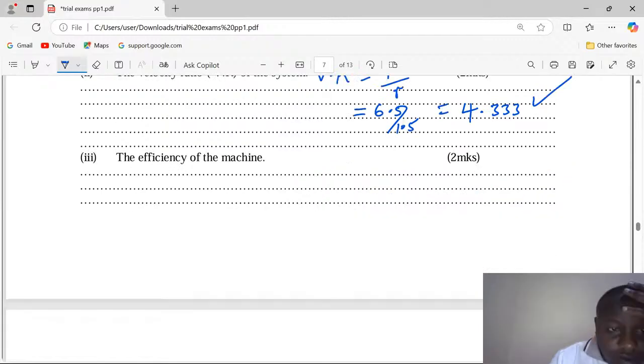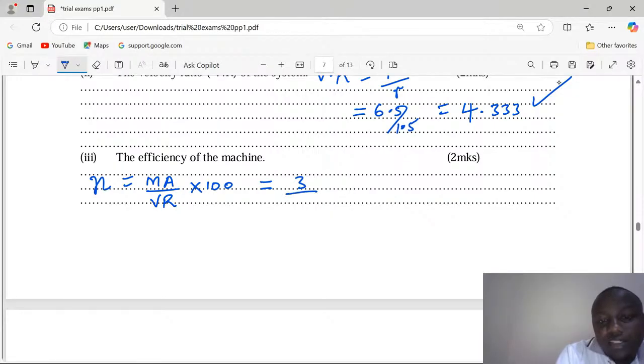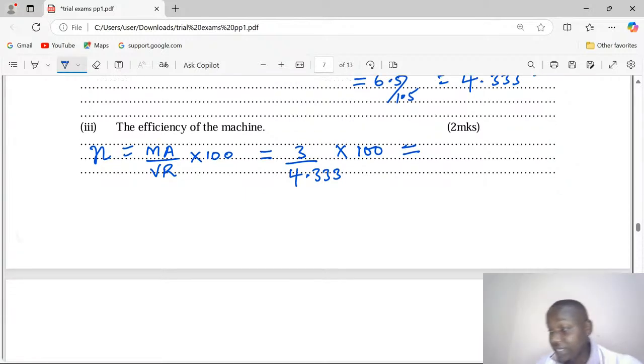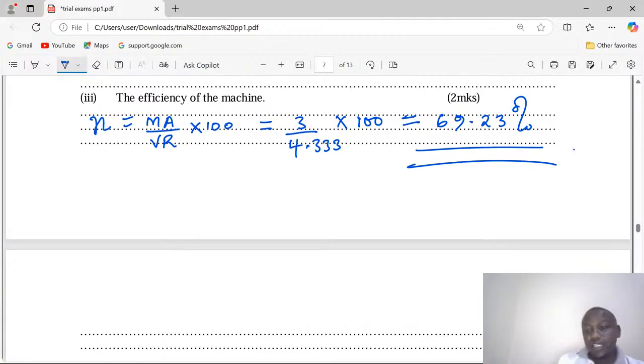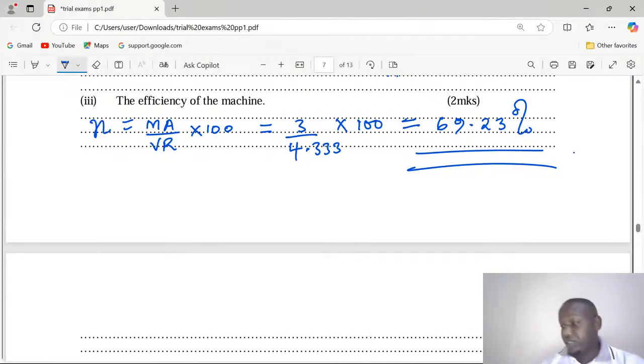We can go to efficiency. Efficiency is usually given by mechanical advantage over velocity ratio, multiplied by 100. This is now going to give us 69.23 percent. So that is the efficiency of the machine.